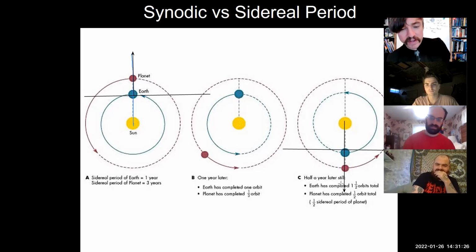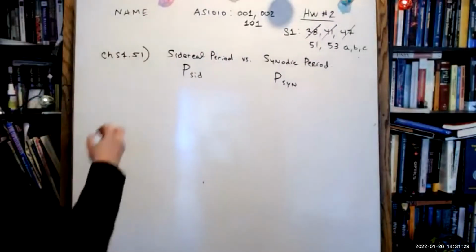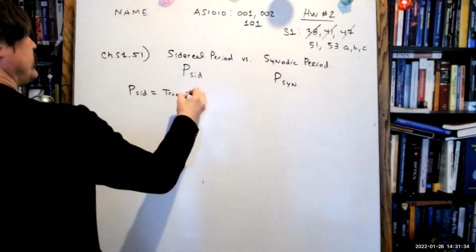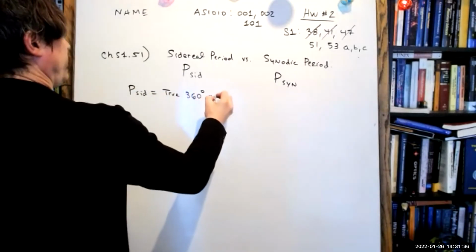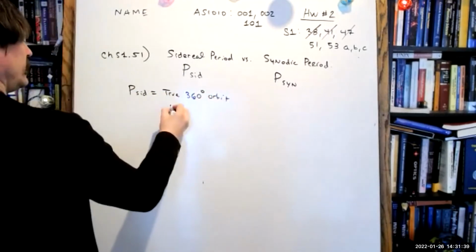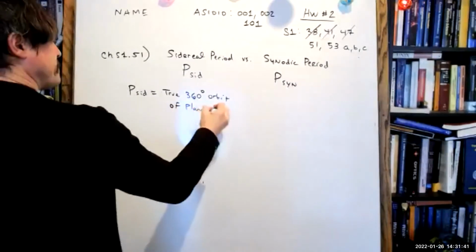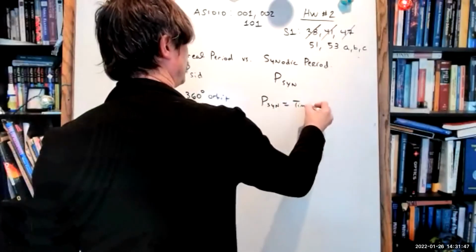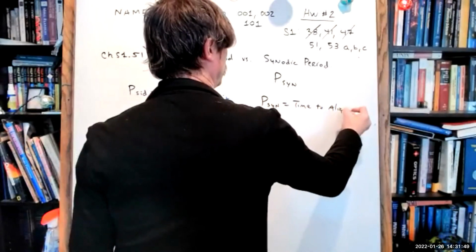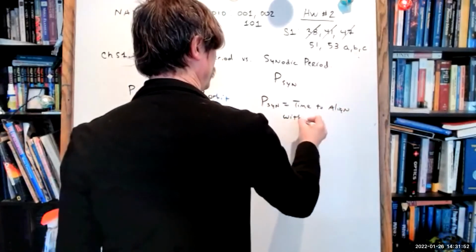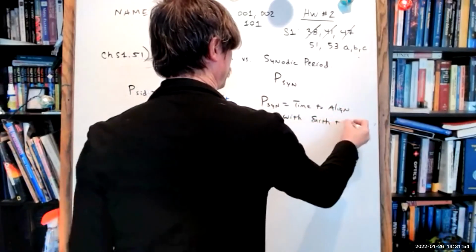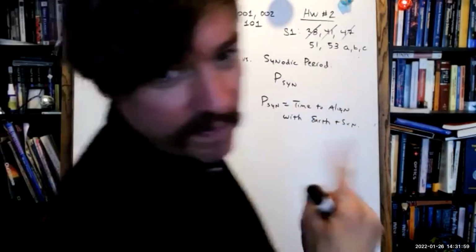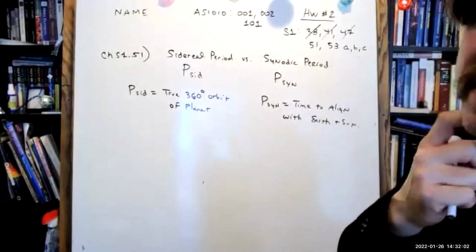So there are two types of periods. The sidereal period is the true 360-degree orbit of a planet, whereas the synodic period is the time to align with Earth and the sun. And they're not the same because Earth keeps catching up to the planet if it's an outer planet.